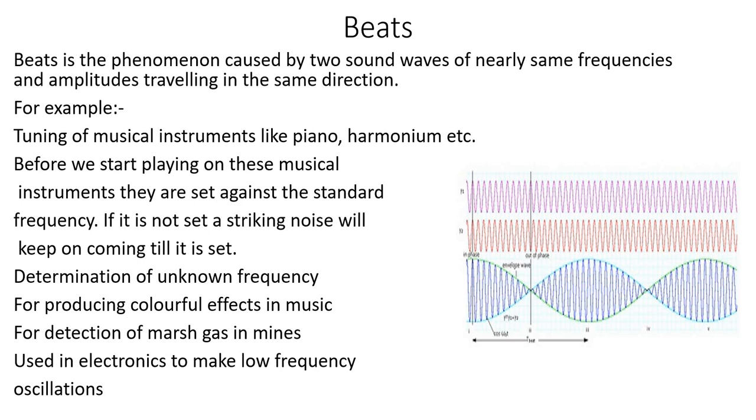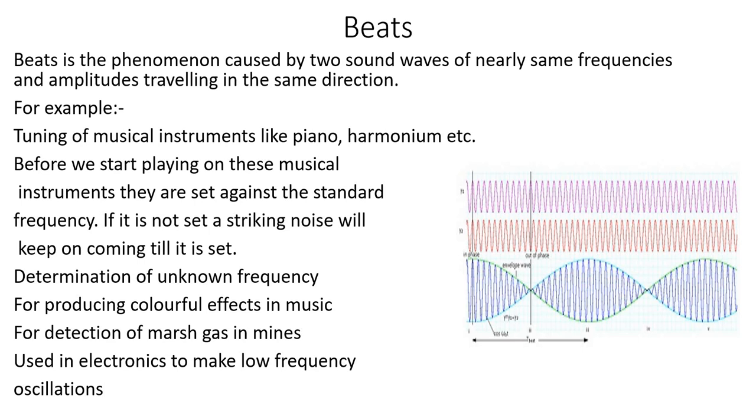Another use is to determine an unknown frequency. If we don't know the frequency of some tuning fork or some instrument, we can find its frequency by using different methods, which we will discuss later. Next one is for producing colorful effects in music. With the help of beats we can have colorful effects in music. And next it is used for detection of marsh gas in mines. By using beats we can detect marsh gas in mines.